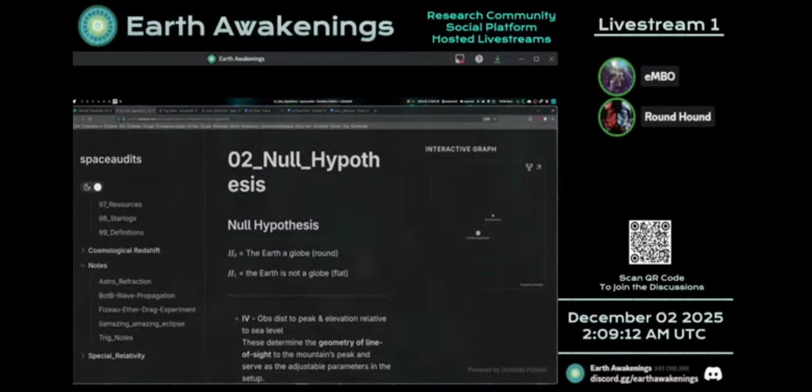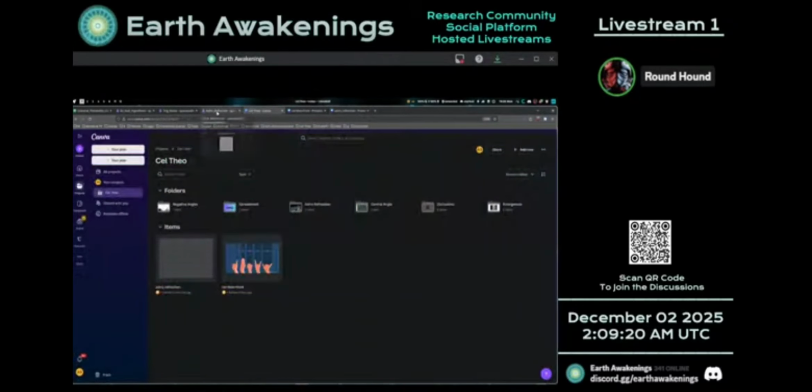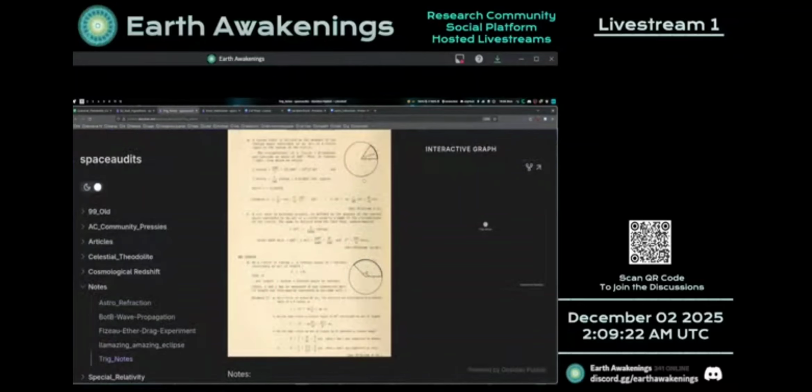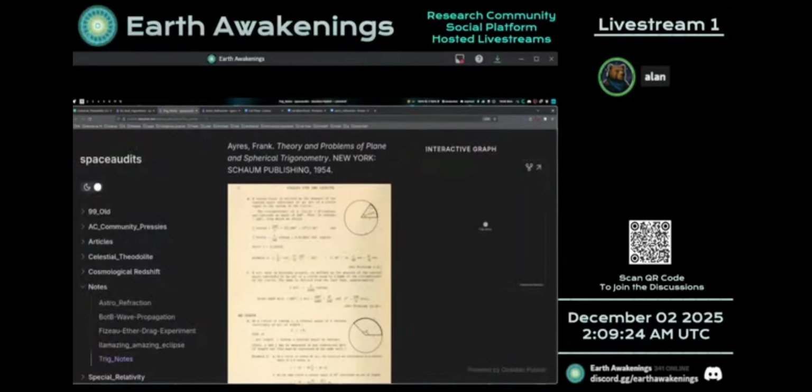Okay, so this is trying to get around the fact that it would be wrong if it was a flat Earth. The Haversine formula wouldn't give us correct distances. Okay, it gives us distances based off of this circle right here. What's different about this circle versus a sphere?